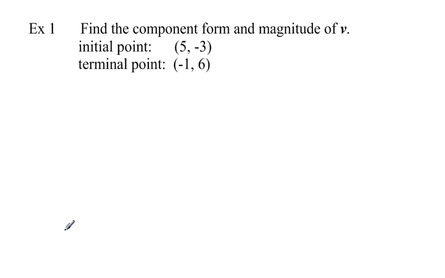So let's jump into our first example. Find the component form and magnitude of vector v. It starts at the point (5, -3) and ends at the point (-1, 6). So the first thing I like to do is just make a rough sketch of this, and I would recommend you make a rough sketch as well. So let's see here. This starts at 5 and negative 3. So here's where it starts, and it ends at negative 1, 6. It ends up here. So here's this vector.